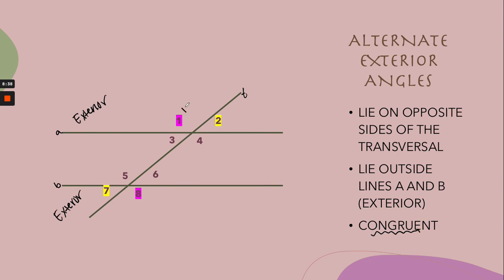So if angle 1 was 120 degrees, angle 8 would also be 120 degrees because they're on the exterior, and this is on the left and this is on the right. If angle 2 is 60 degrees, then angle 7 would be 60 degrees.